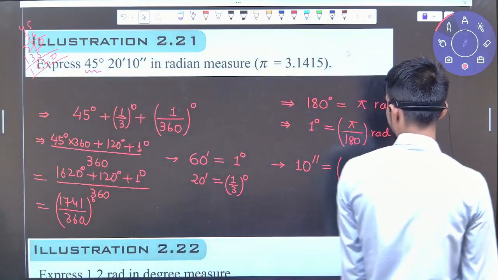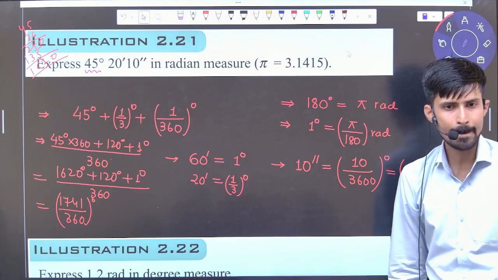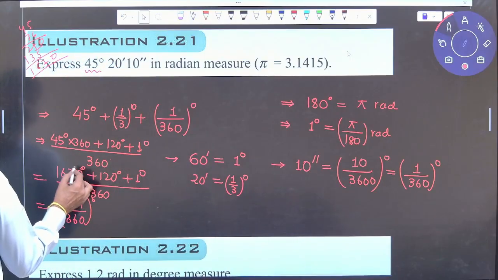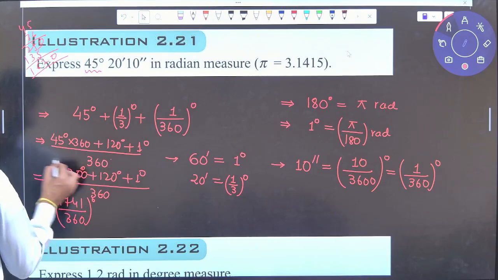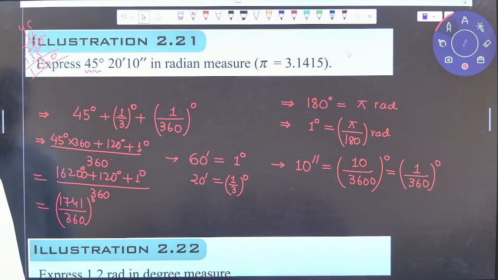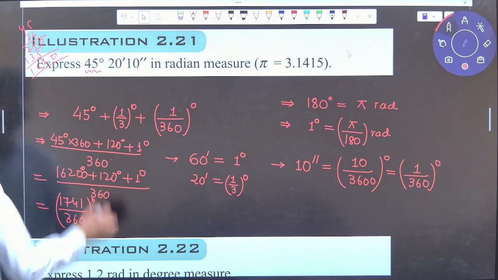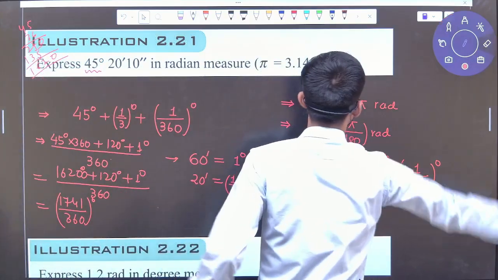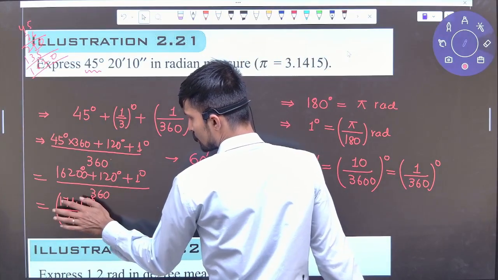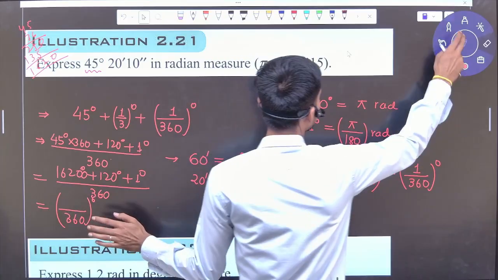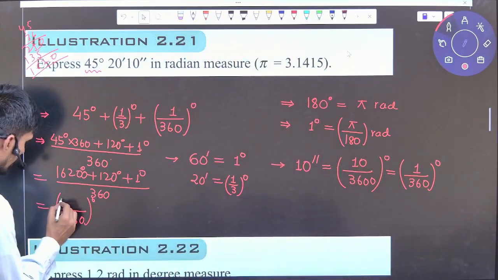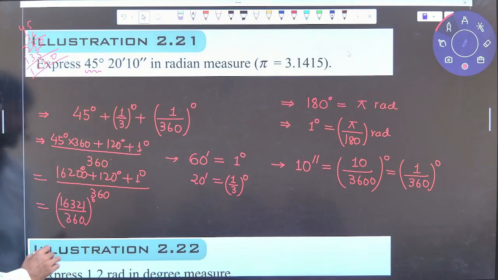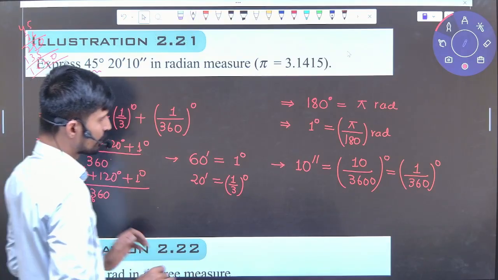Okay. One more zero will come here. Sorry, in this 45, one zero will come. So what will this be now? 16321 degree. Okay, now we'll change.